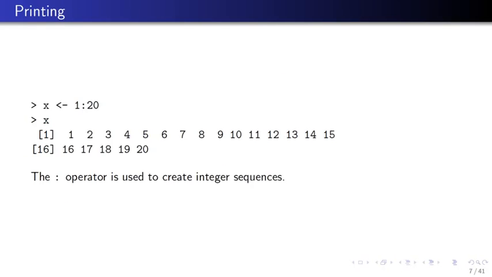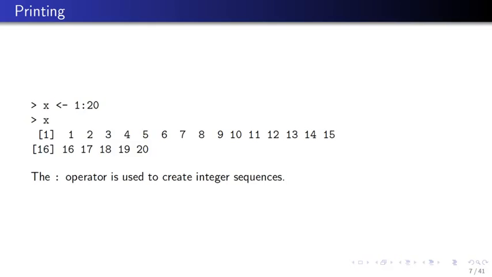So for printing, you'll see that here I'm creating an object called x, and it's the sequence 1 to 20. The colon operator that I've used is what's used to create a sequence. So when I say 1:20, that creates a sequence of 1, 2, 3, all the way up to 20. Now when I auto print x, you'll see I've got a much longer vector here. In this case, this is an integer vector.